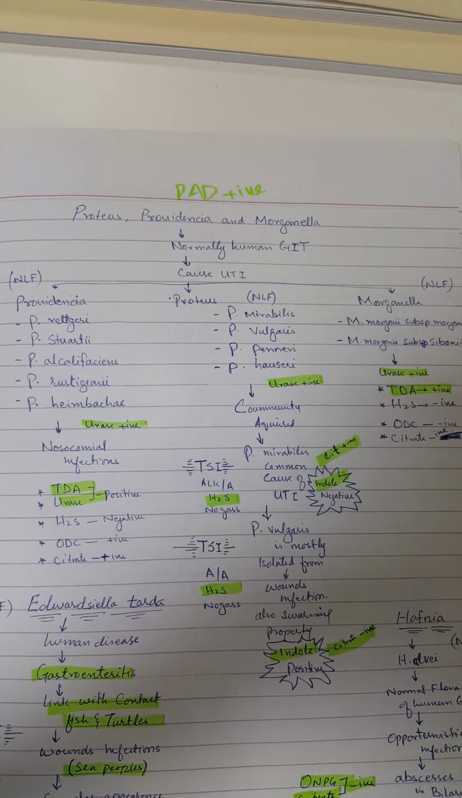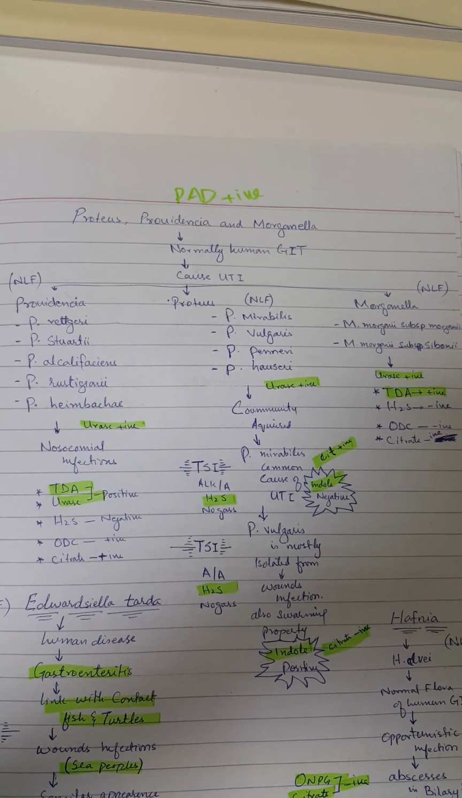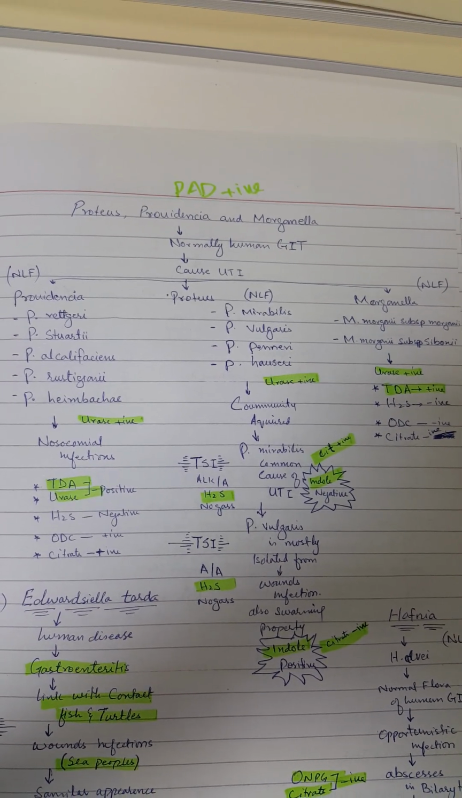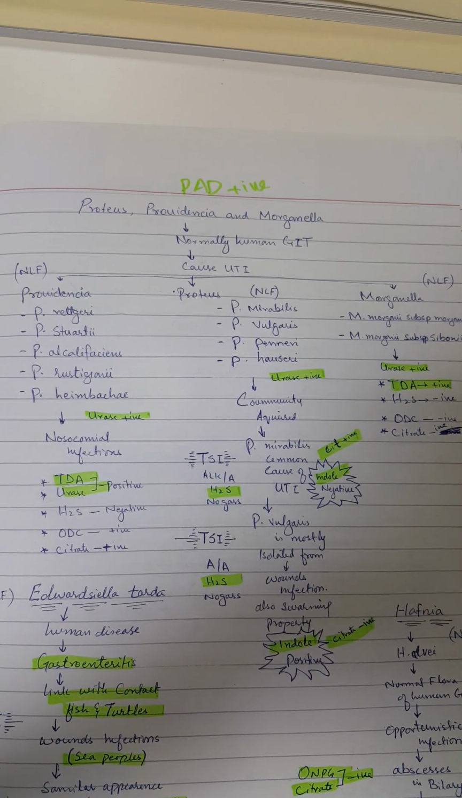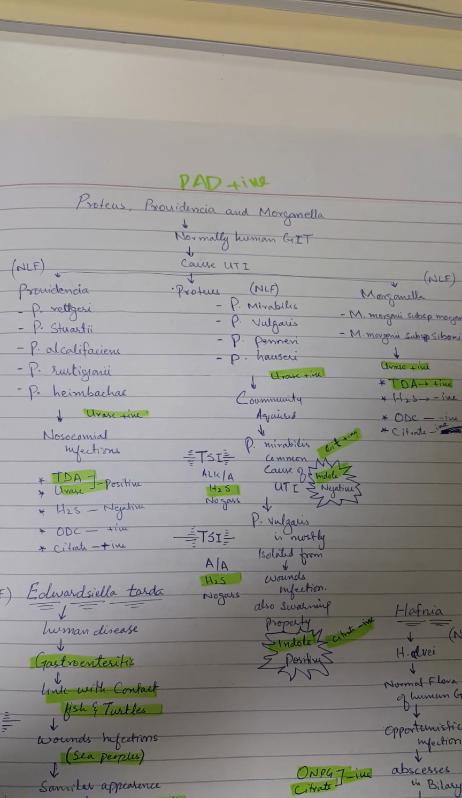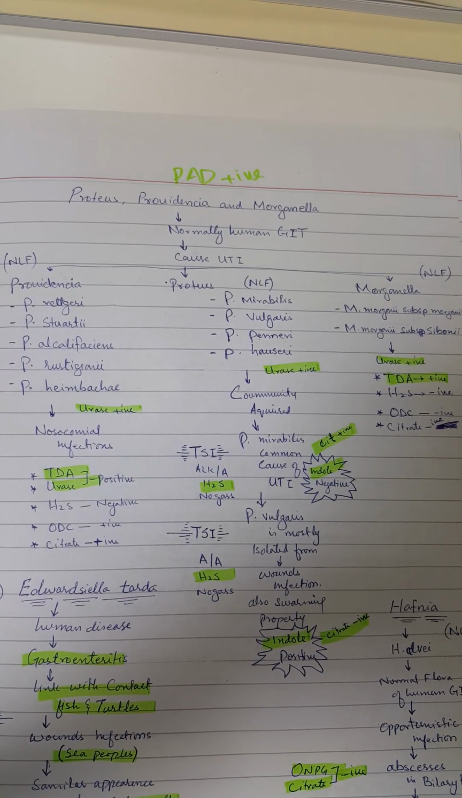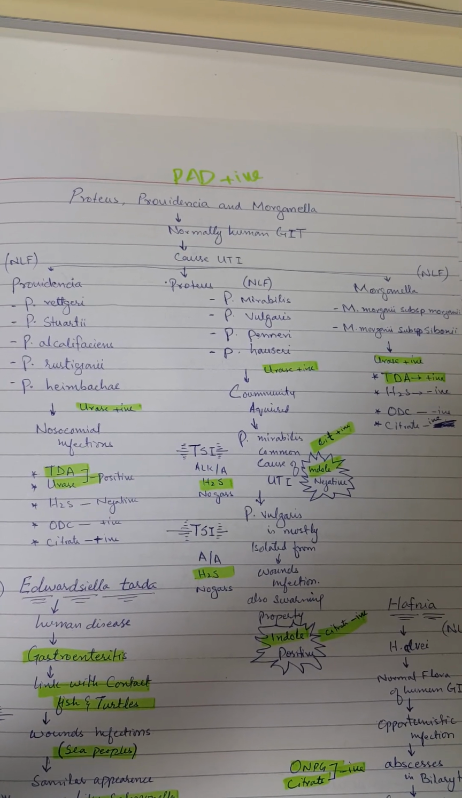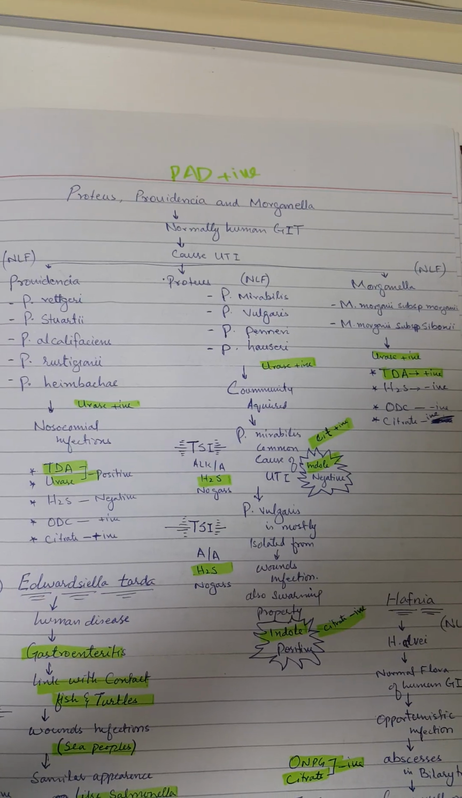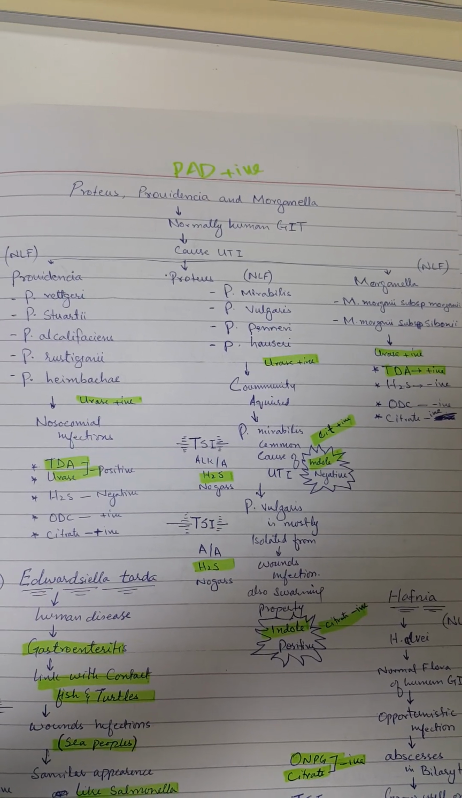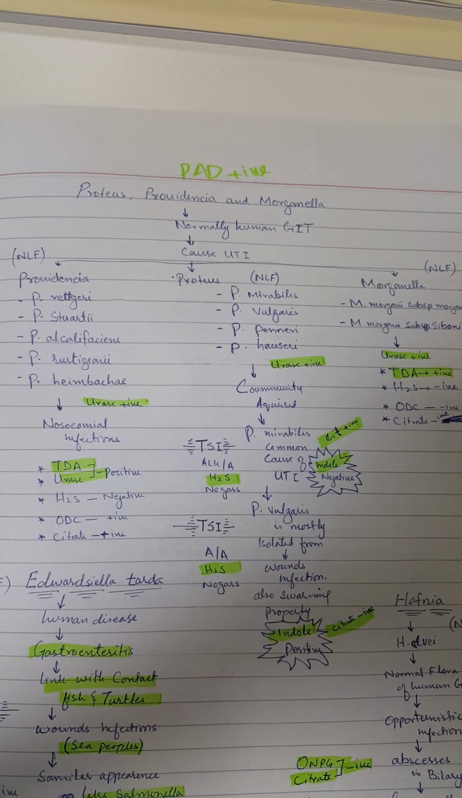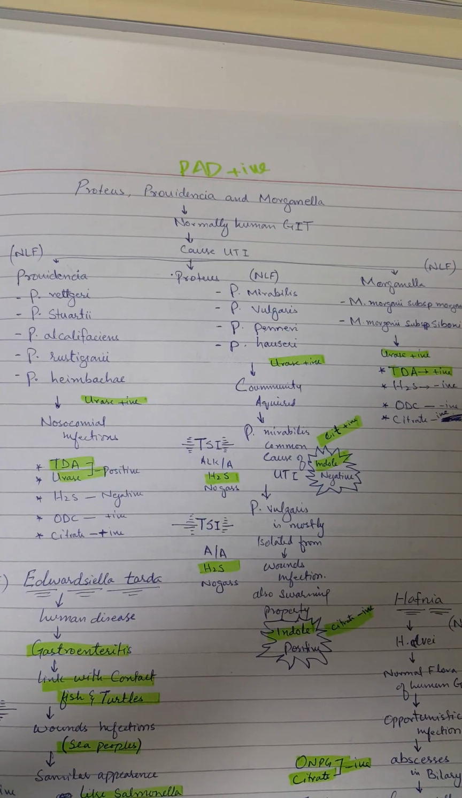Providencia and Morganella morganii can be differentiated on the basis of ODC and citrate, because both organisms are positive for urease and TDA. So the ODC and citrate are positive in the case of Providencia, but negative in the case of Morganella morganii. If we check Proteus, Proteus is community acquired.